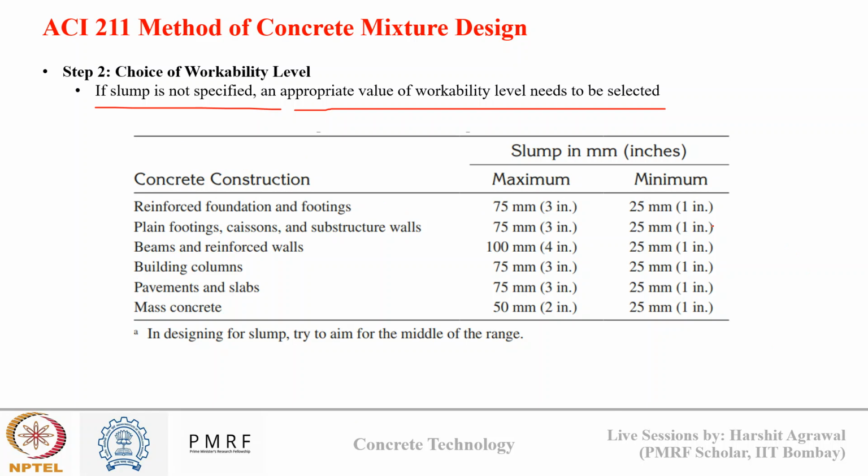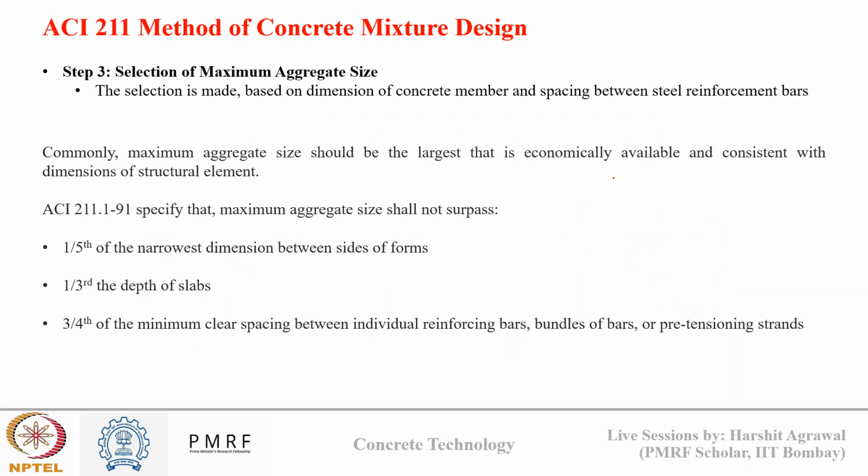Suppose, for example, you want to prepare a reinforced concrete beam. So minimum slump should be 25 mm and maximum slump should be 100 mm as per ACI standard. Now, it is mentioned in the code that we need to aim at the middle of the range. So, for this reinforced concrete beam, we can go with 50 to 75 mm slump as target slump. In this way, we read this table which is there in ACI code.